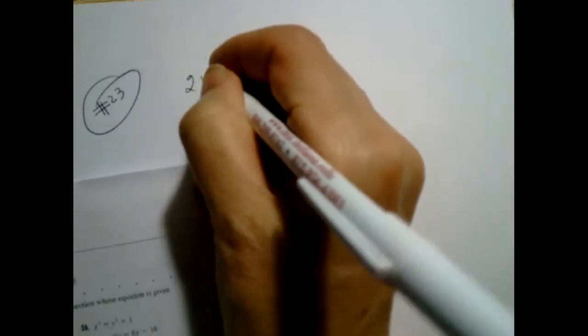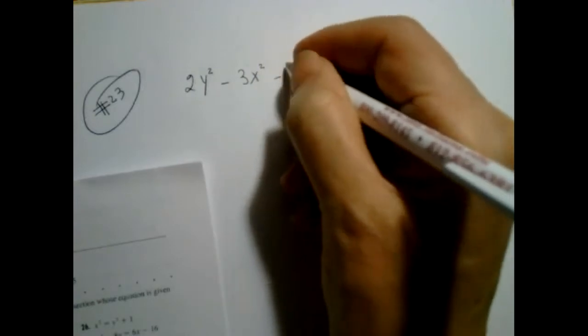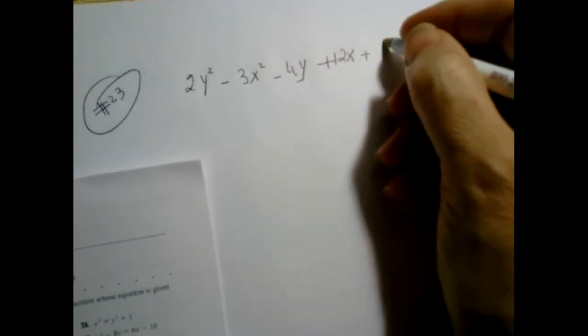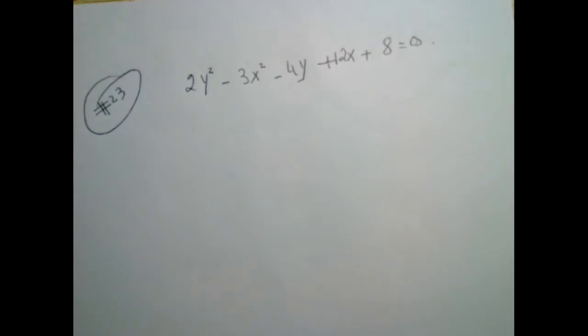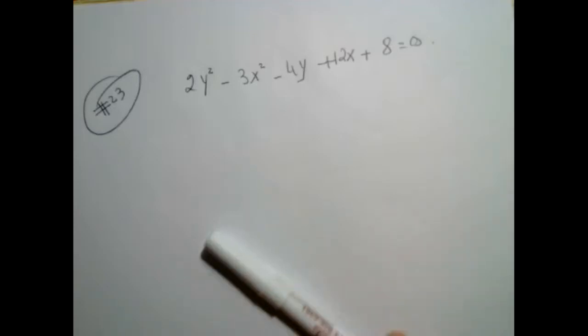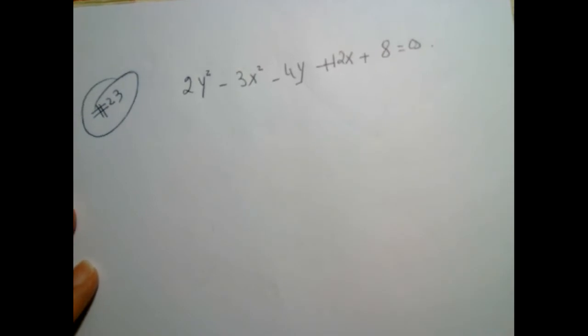Okay. So we have 2y squared minus 3x squared minus 4y plus 12x plus 8 equal to 0. Okay, so it looks a mess, of course, and the idea is to complete the square so it would look totally like a standard hyperbola. All right, that's really what we're going to be doing. So let's start doing this.